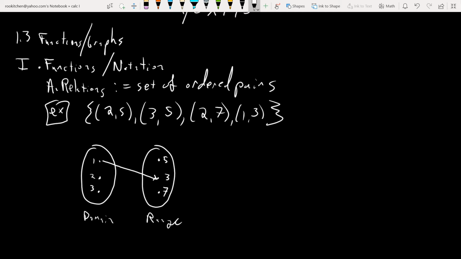And then 2 goes to 5. And 2 goes to 7. And then we have 3 going to 5. Okay, so that represents a relation as well. Some things to note about this relation, in particular, that 2 splits off in the 2 different directions. And what does that kind of signify? I mean, that's going to tell you that it's not a function.